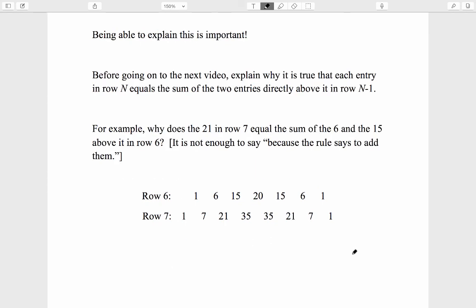But wait! Being able to explain this is important. If you wanted to take a math course that just involved plugging numbers into formulas, this is not that course. Before going on to the next video, explain why it is true that each entry in row n equals the sum of the 2 entries directly above it in row n-1. For purposes of giving this explanation, it's enough to explain in terms of the 21 in row 7. Why does this 21 in row 7 equal the sum of this 6 and that 15? Or why does this 21 equal the sum of that 15 and that 6? And it is not enough here to say, because the rule says that you just add them. There's a reason why it makes sense.